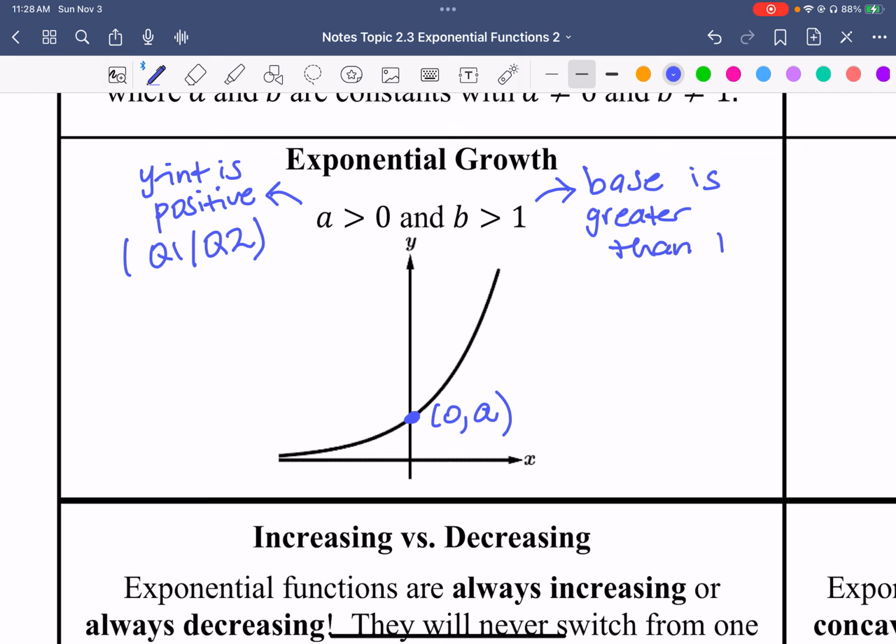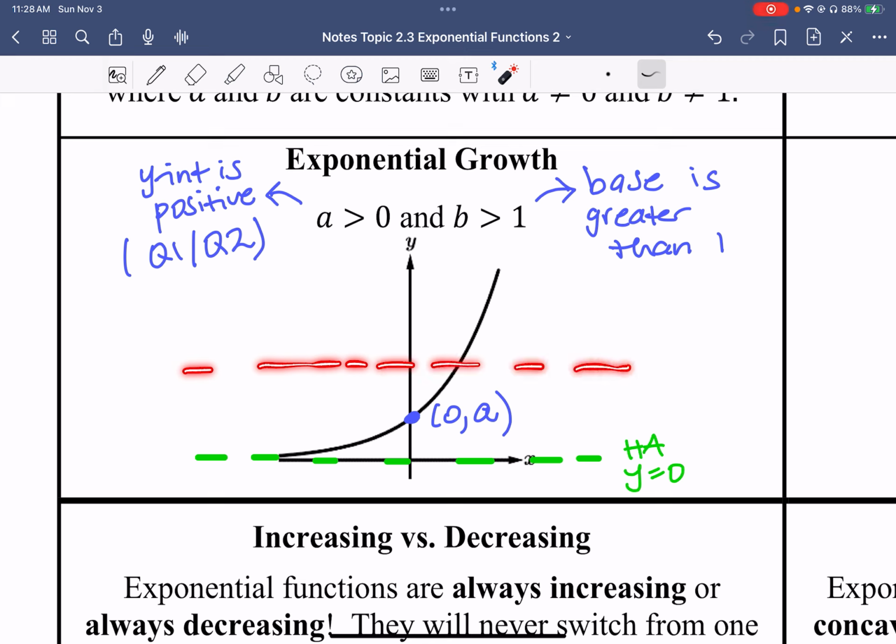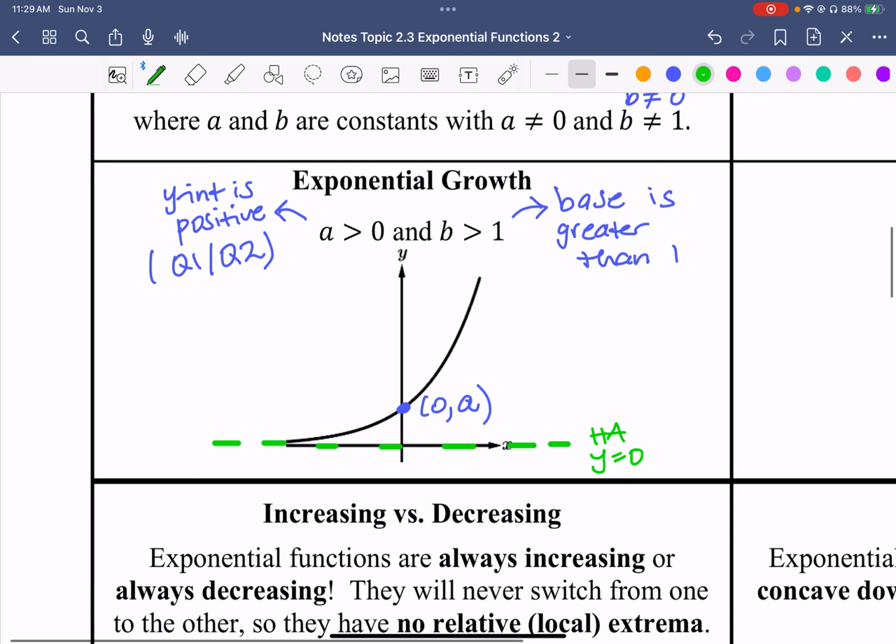Additionally, all of the exponential functions have a horizontal asymptote. The parent function has a horizontal asymptote on the x-axis, which is at y equals 0. Okay. Now, if the graph is shifted up or down, that horizontal asymptote could change. Like if I have a HA instead at y equals 3, then all of this would shift up. So the horizontal asymptote can change, but if there's no transformation, the parent function has the horizontal asymptote at 0.